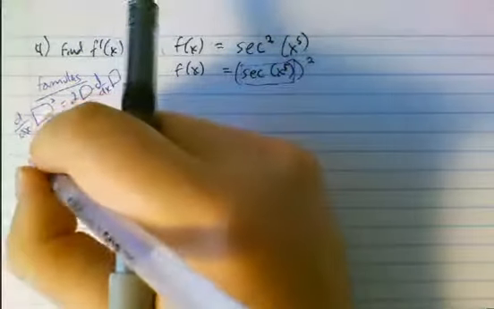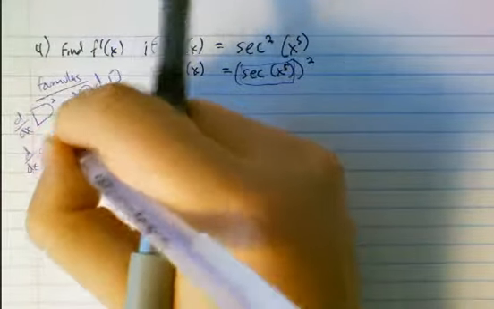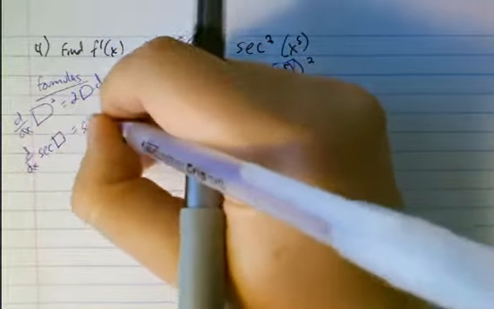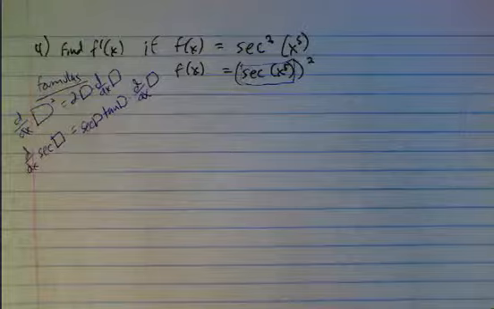We can also see that we're going to have secant, so we might as well write that rule out while we're at it. And that is secant box tangent box times the derivative of the box.